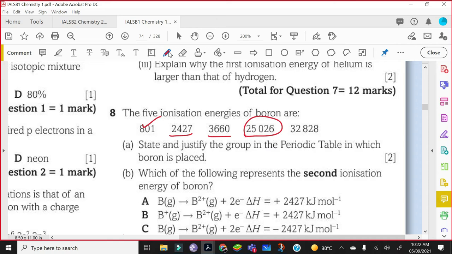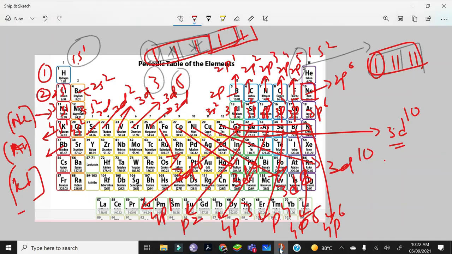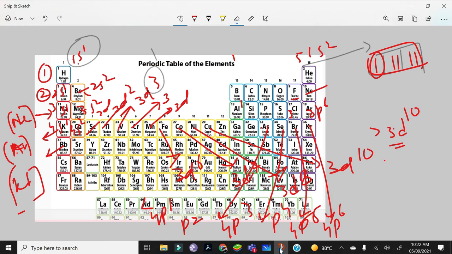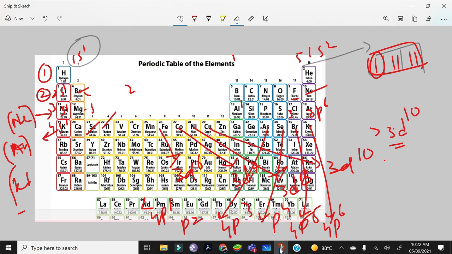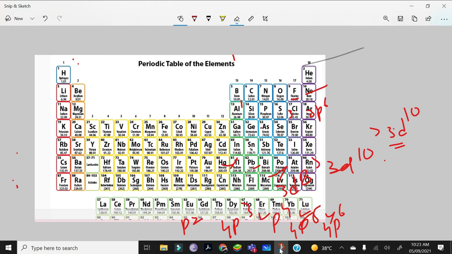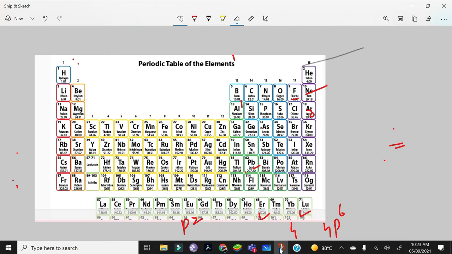Are you with me, everyone? Yes, sir. Okay, so when we see that there is a very big jump in the ionization energies, first 5 ionization energies, what is the atomic number of boron? 5. Okay, give me a minute and let me explain that to you now.